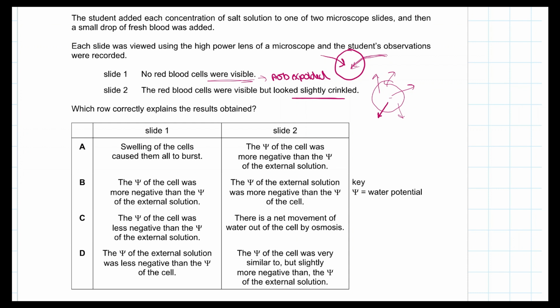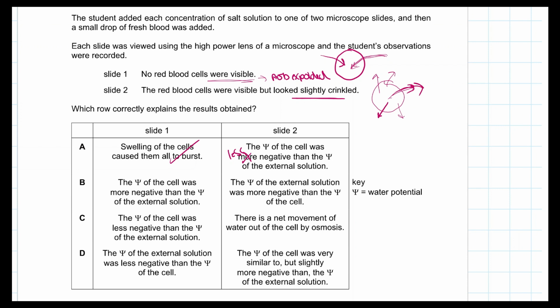Now, let's see the suggestions that we have here for A. Swelling of the cells caused them to burst. Yes, probably would have happened since the cells are not visible anymore. Now, for slide 2, the water potential of the cell was more negative than the water potential of the external solution. This is totally incorrect. For water to actually move outside the red blood cell, this means that the red blood cell actually had a higher water potential, therefore a less negative water potential than the external solution, for water to move outside down the water potential gradient. Therefore, this is incorrect.